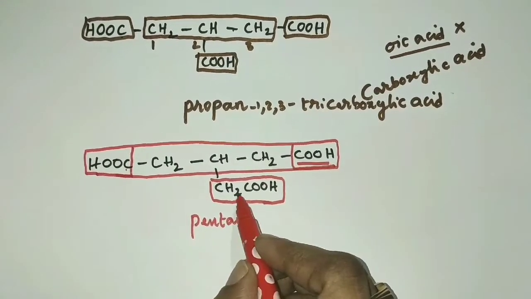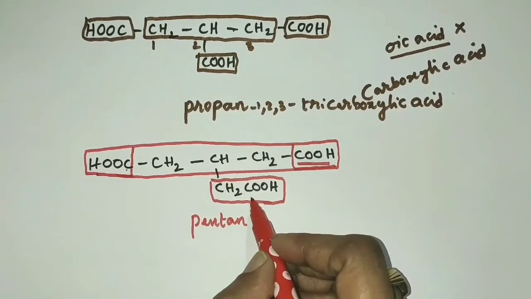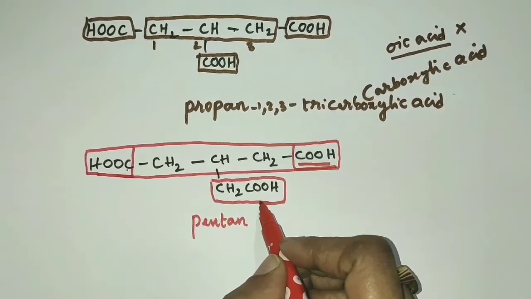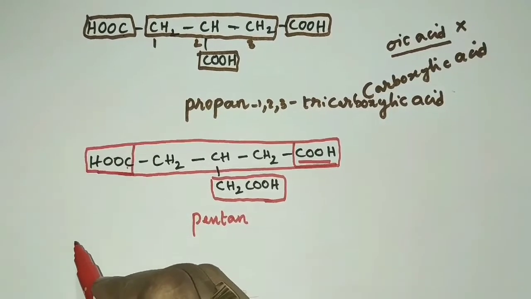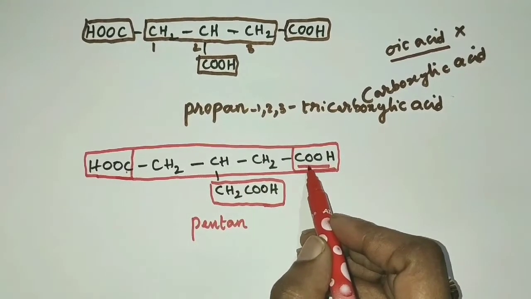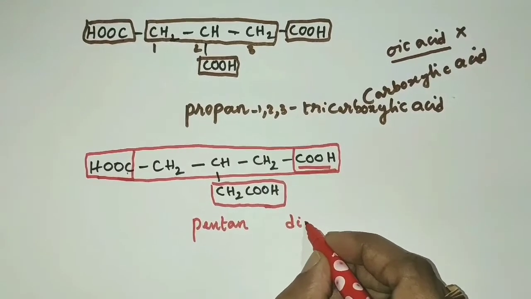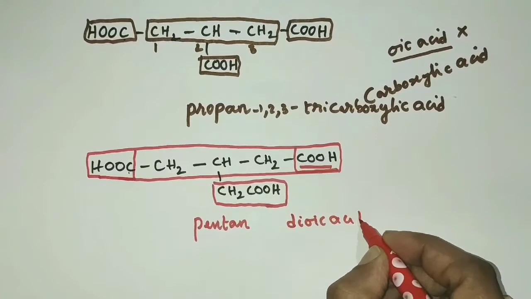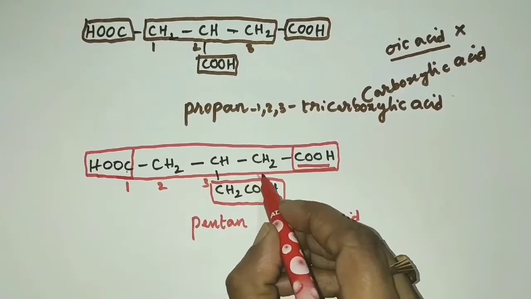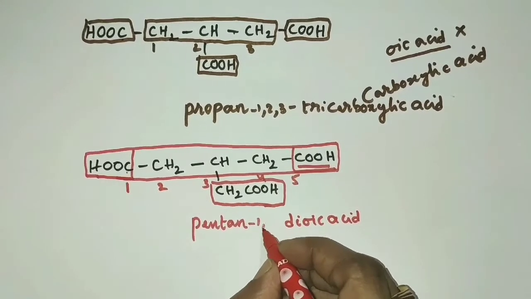So these 2 COOH groups are included in the longest carbon chain. CH2COOH is present as a branch, so we should consider this in the secondary prefix. So after pentane, as we have 2 COOH groups as functional groups, we should use dioic acid. They are present at the first and fifth carbons. That's why pentane-1,5-dioic acid.